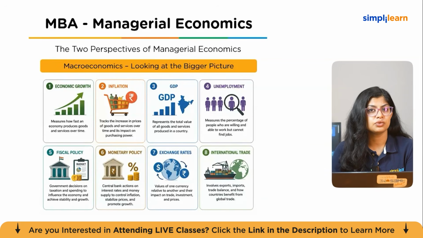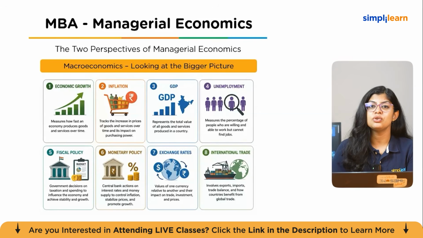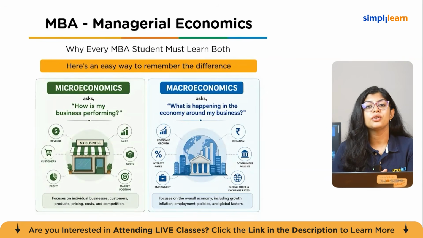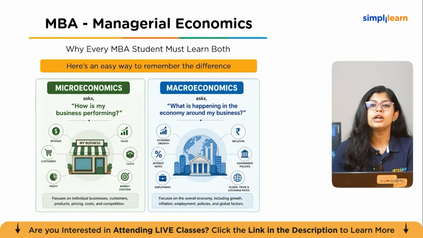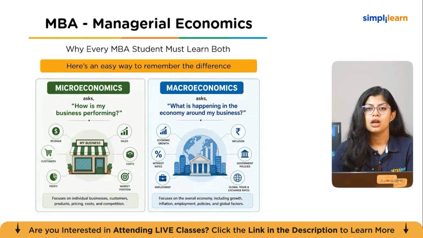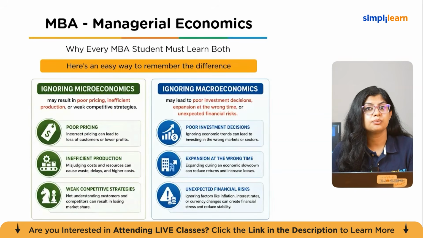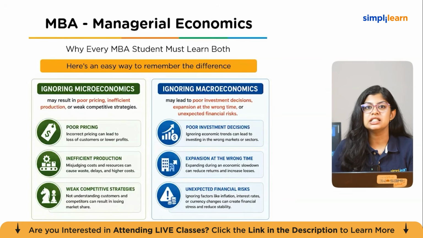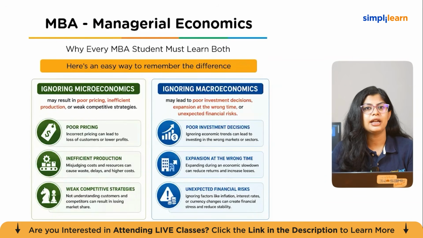Now, why must every MBA student learn both? Here's an easy way to remember the difference between microeconomics and macroeconomics. Microeconomics asks how my business is performing. Macroeconomics asks what is happening in the economy around my business. A successful manager needs both perspectives. Ignoring microeconomics may result in poor pricing, inefficient production, or even weak competitive strategies. Ignoring macroeconomics may lead to poor investment decisions, expanding at the wrong time, or even unexpected financial risks. Together, they help managers make balanced, informed, and strategic decisions.